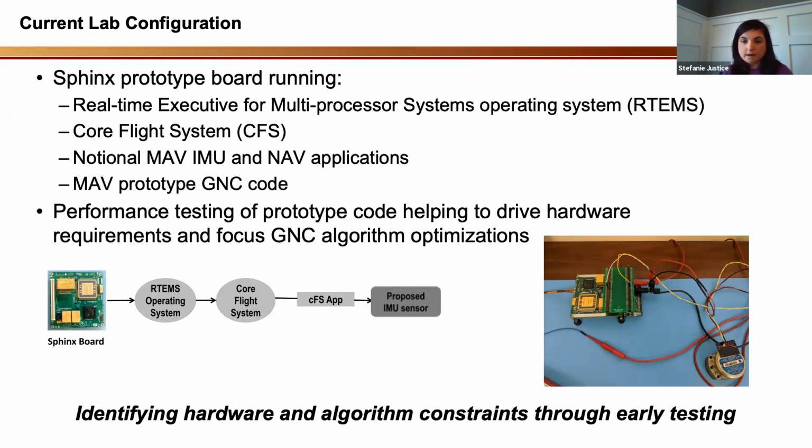You know, early on, sometimes it's hard to define the requirements for a flight computer when you have no idea how big the code is going to be at the very beginning. And so this has given us some really concrete data on how we can drive out those requirements. So you'll see the image of the Sphinx board with a notional IMU that we had in the lab that we were able to work with there. We do also have some additional applications that we've developed based on ground rules and assumptions that we've got running as well. Next slide.